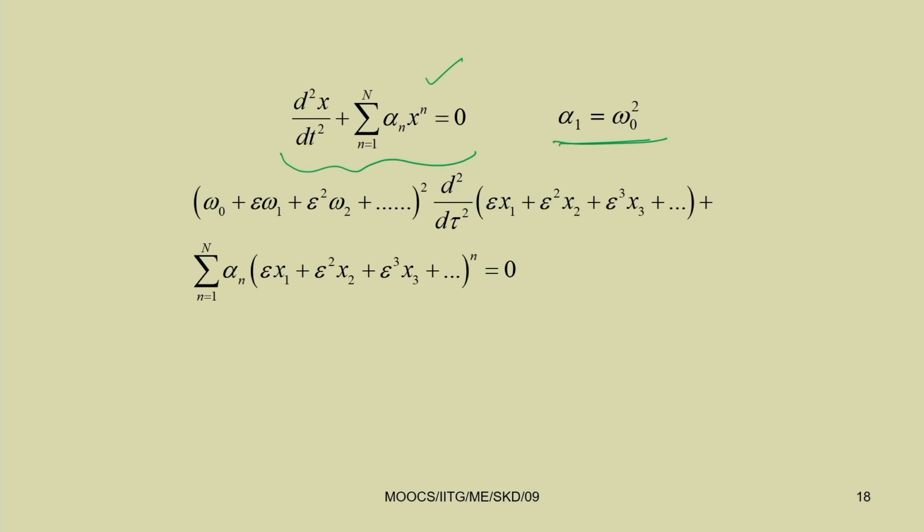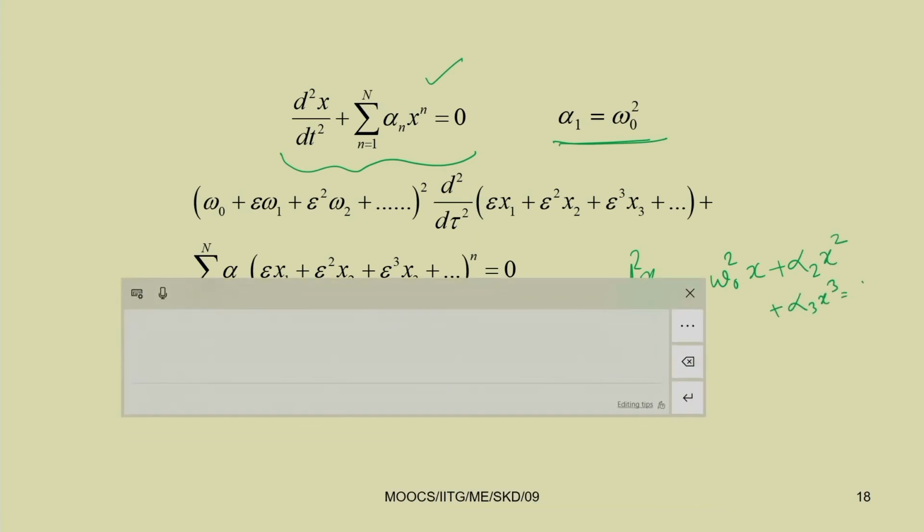So, now by substituting in the previous equation, first we have to write it. For example, this is d square x by dt square plus, let me write only 3 terms, omega 0 square x, that is alpha 1, then alpha 2 x square plus alpha 3 x cube equal to 0.